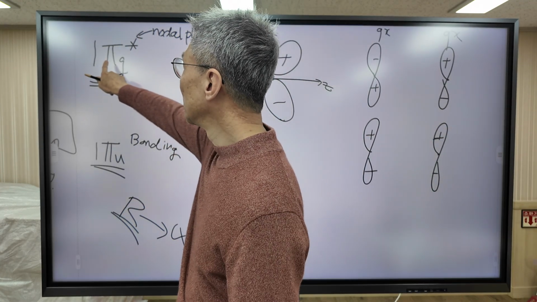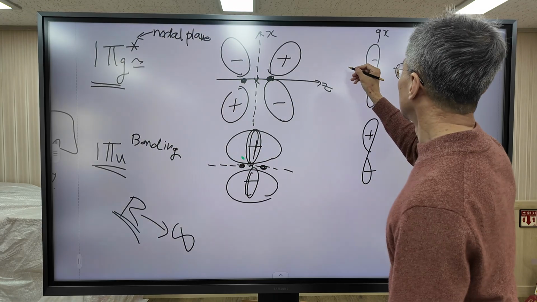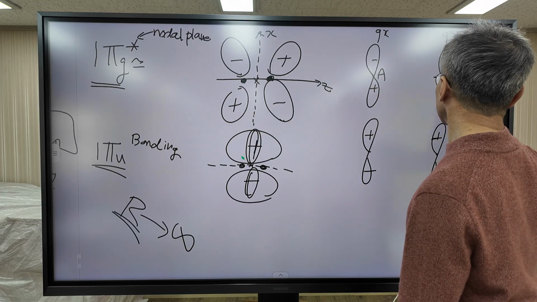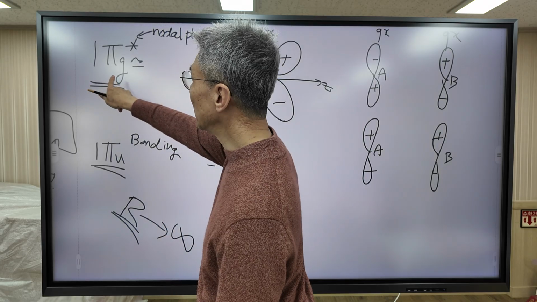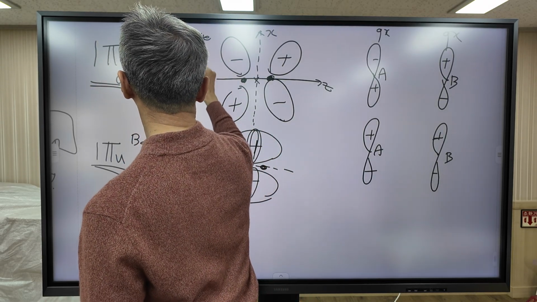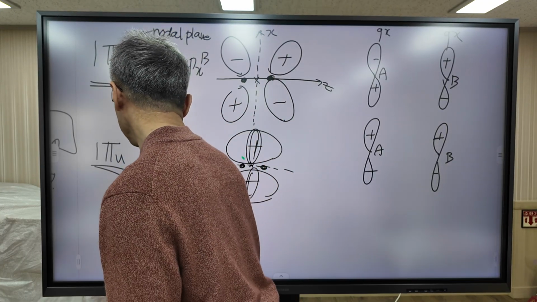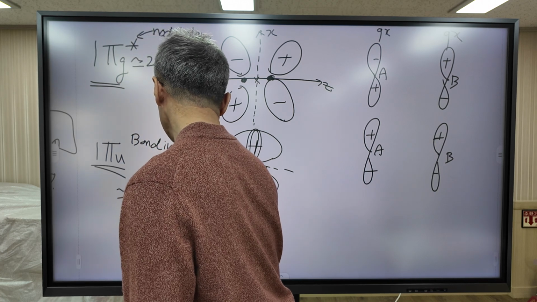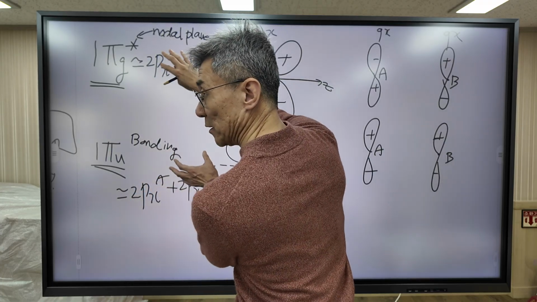I'm going to approximate this anti-bonding orbital as this one. A proton, B proton, A proton, B proton. So I'm going to approximate this orbital as 2px A minus 2px B. And I'm going to approximate this other orbital as 2px A plus 2px B.